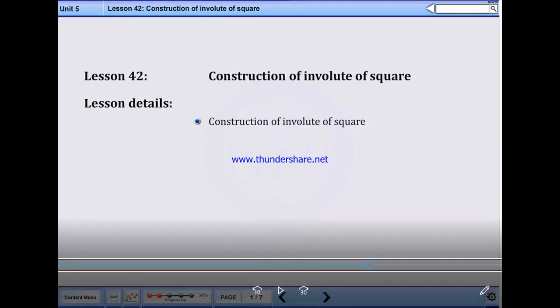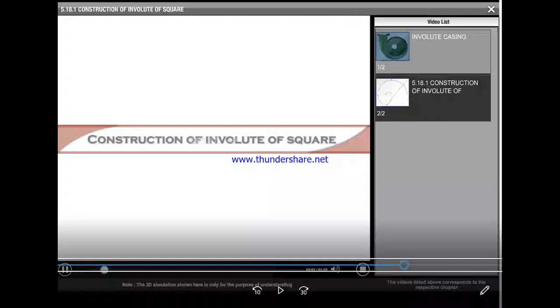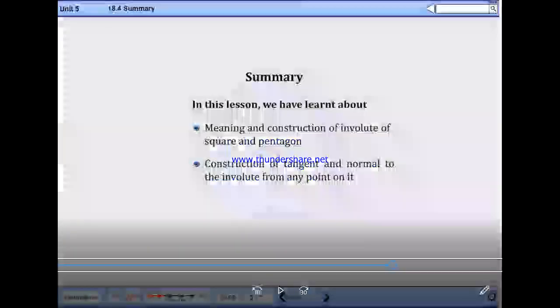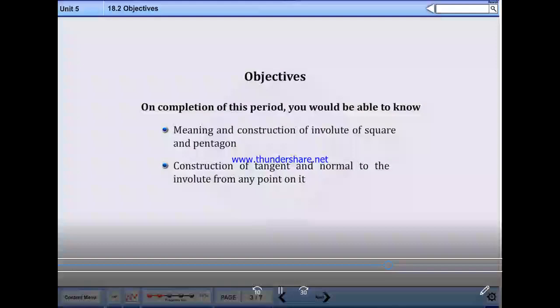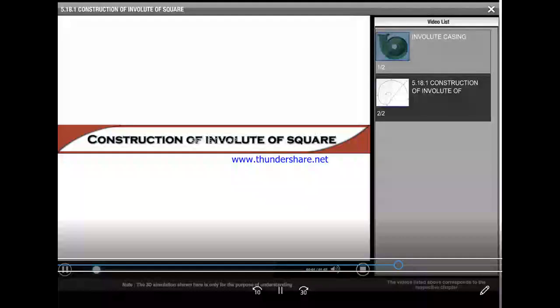Now the next topic is construction of involute of square. So in this, after completing this one, construction of involute of a square.